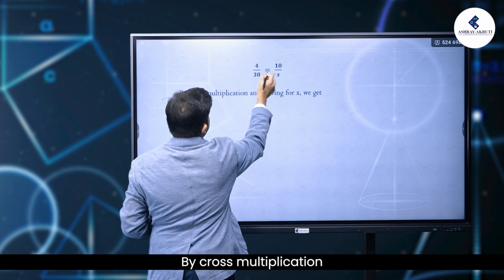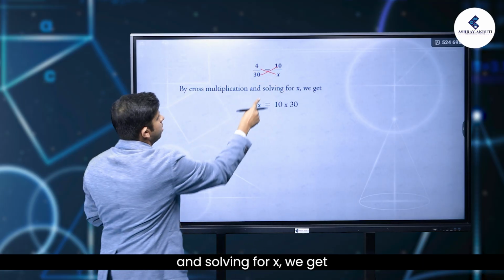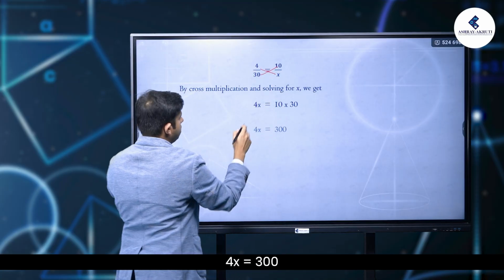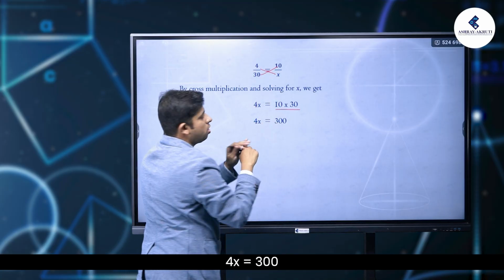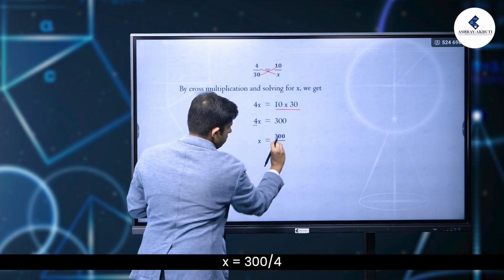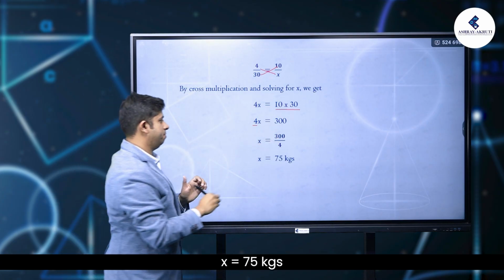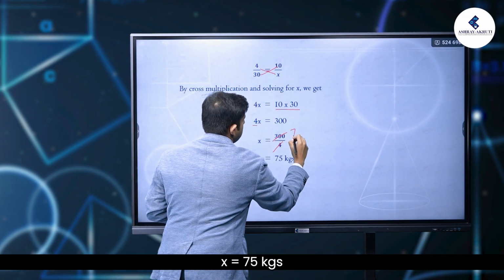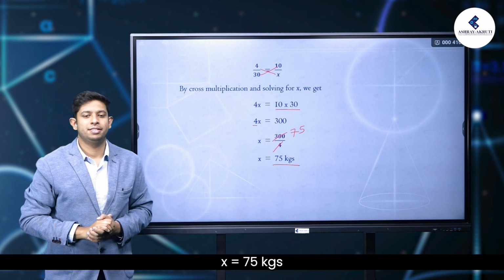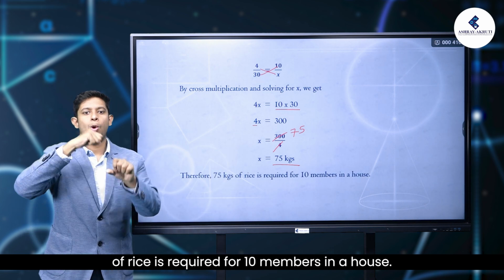By cross multiplication and solving for X, we get 4x is equal to 10 into 30. 4x is equal to 300. X equals 300 by 4. X equals 75 kgs. Therefore, 75 kgs of rice is required for 10 members in a house.